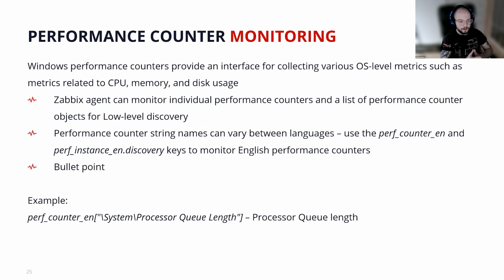One caveat here is performance counter string names can vary between languages, and that's why we have a key that has the en suffix, which references the English name. It is recommended to use it because the English name, most of the time, is a lingua franca, and you can rely on using it. But you can also use the regular perf counter keys and refer to performance counters in your own language if you are using any other locale than English.